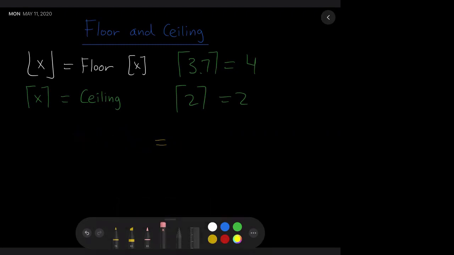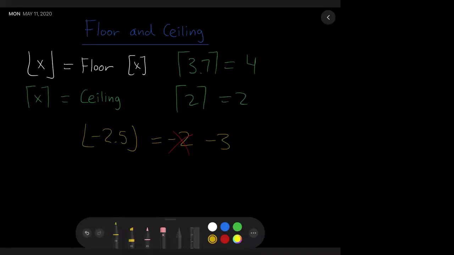Now, one of the tricky parts is when some people are doing floors of negative 2.5 or something, they just drop a decimal point and say that this is equal to negative 2. Nope, it's equal to negative 3. Negative 2 is not less than negative 2.5. This should equal negative 3, because you're trying to go below negative 2.5.